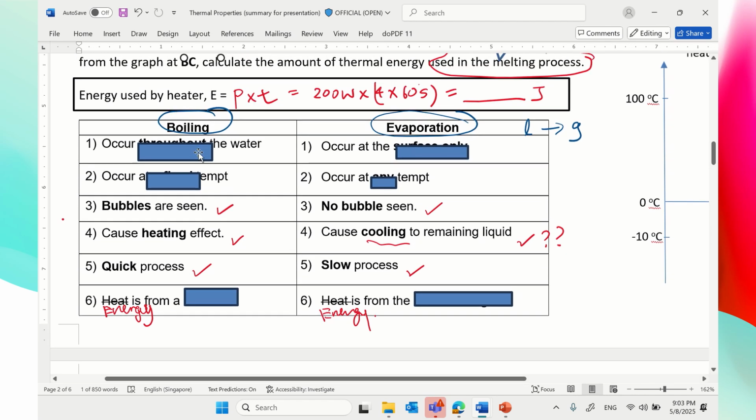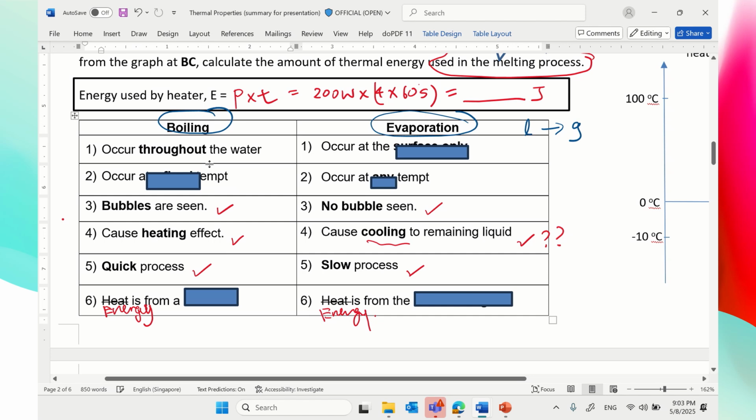Now, other than that, another 3 that you will want to take note of: boiling occurs throughout the water. You can see bubbling throughout the water, but evaporation occurs quietly on the surface. It's very quiet on the surface. The next day you realize the bowl of water disappeared. Okay, it's a very quiet process.